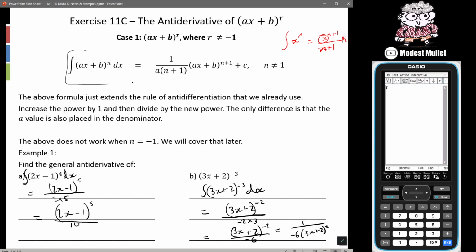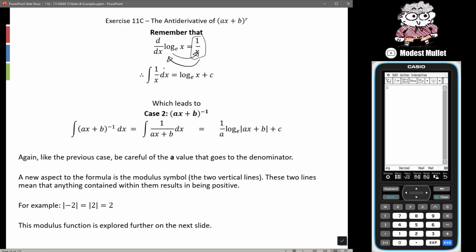I forgot to say, why are we doing this? This whole rule works in all cases when this is a linear subfunction inside, for any n value except 1. Except, that should say except negative 1. N cannot be equal to negative 1. So that's what this slide is all about: when n is equal to negative 1. We're trying to figure out what happens if ax plus b is to the power of negative 1, which is the same as 1 on ax plus b to the power of 1.